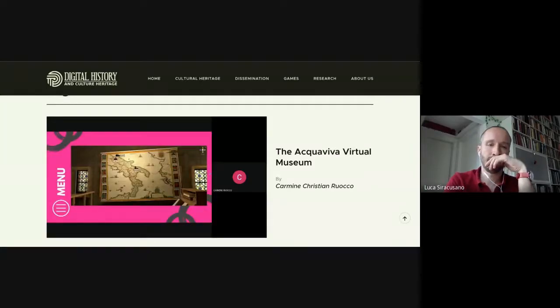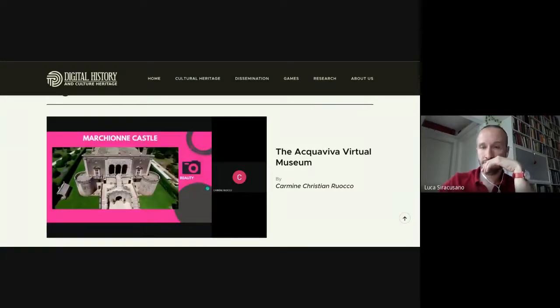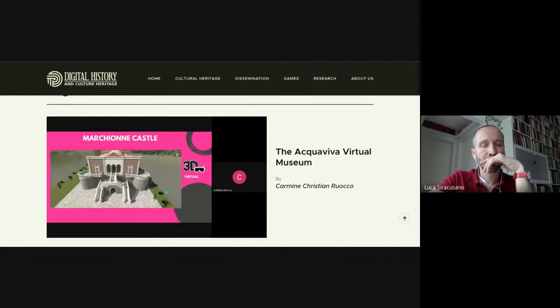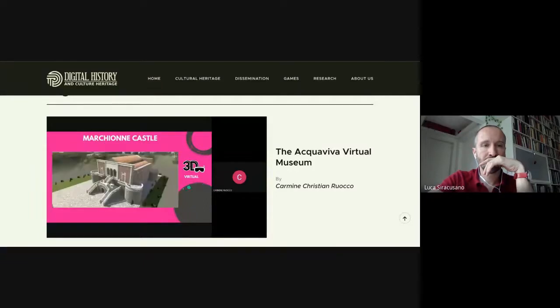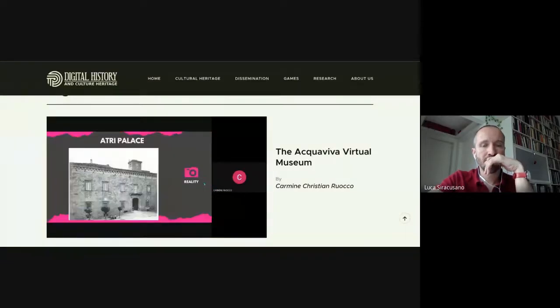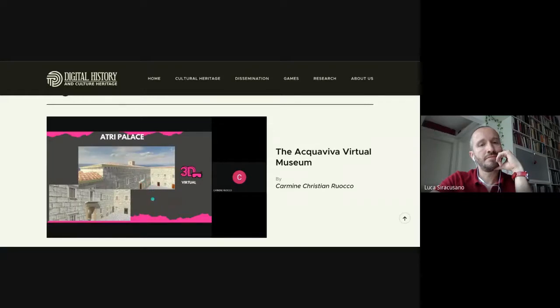At present, we finished the digital reconstruction of two Acquaviva family palaces, and we are working on the third one. This is Marchionne Castle in reality. This is Marchionne Castle in virtual reality, in reconstruction. This is Atri Palace in reality, and this is the reconstruction of Atri Palace.